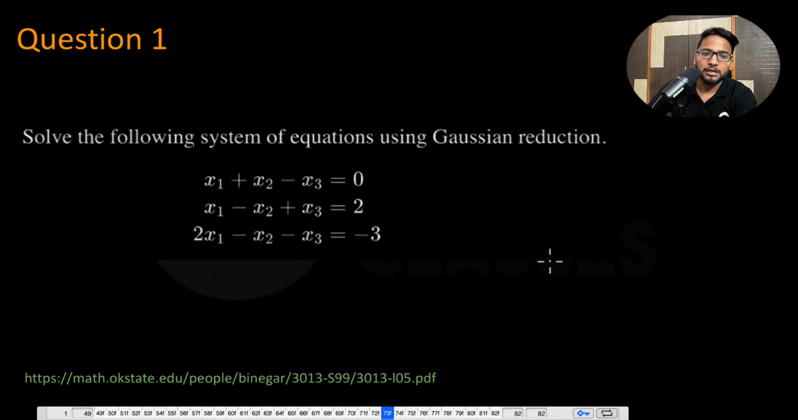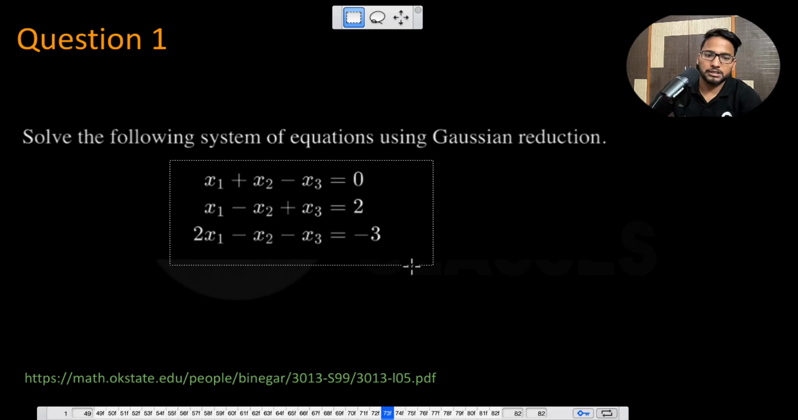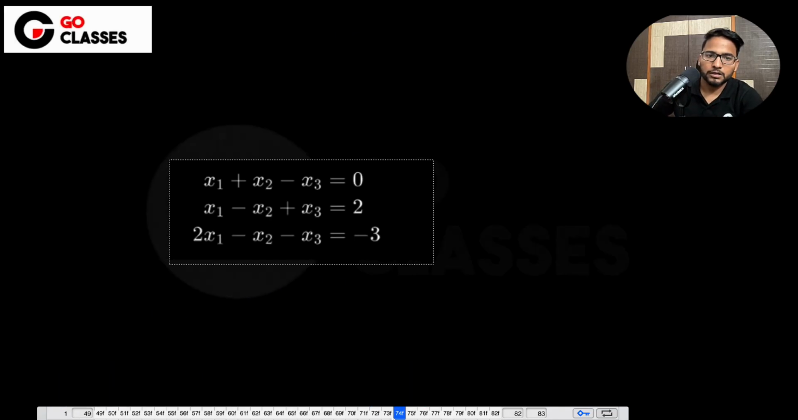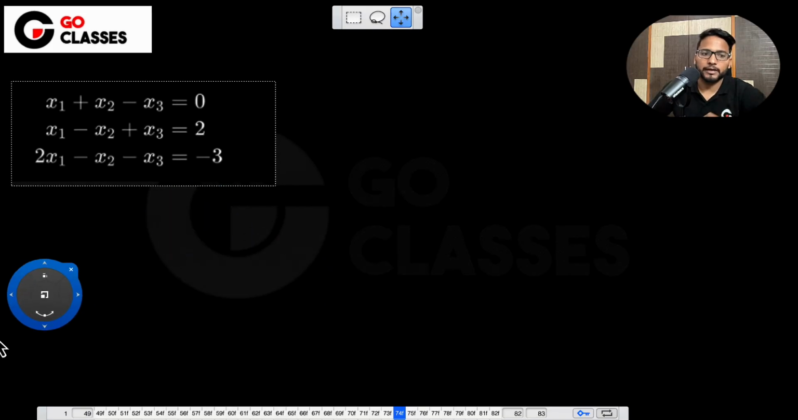Okay. So, let's solve this question. This is question number 1, and let's see what they are asking. They are saying solve the system of linear equations using Gaussian reduction or Gaussian elimination. So we want to solve this using Gaussian elimination. That's the problem they are asking. Now what we can do is copy this on the next page, and then I can solve it here.